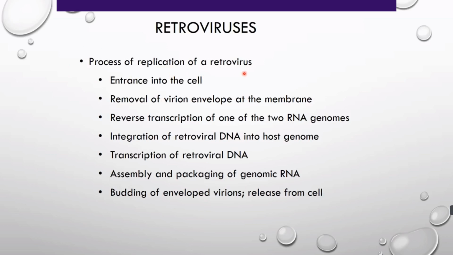Process of replication. You will see that the sequence of events is basically the same for all viruses. We have entrance into the cell, removal of the virion envelope at the membrane. The proteins that it comes with start to work. So we have reverse transcriptase making essentially this into DNA, and then the integration of this retroviral DNA into our host cell. And then as time goes on, we have transcription of this retroviral DNA to manufacture specific host proteins and viral proteins, and from there we will see how this works out within the next lecture.